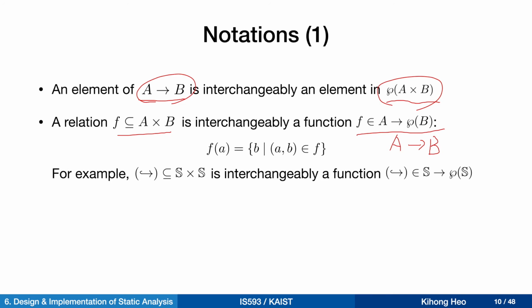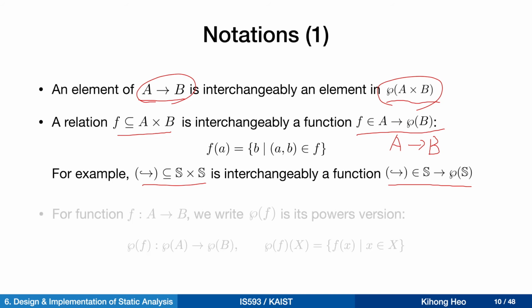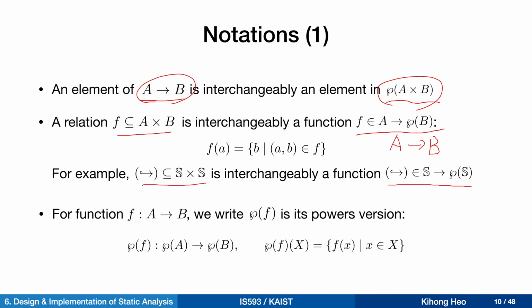For example, a transition relation between states, as we defined, can be interpreted as this function with this type. It means that it takes an input state and returns the set of all possible next states. And then we will use this notation, which is a powerset lifted version of a function, whose type will be like this, and it will compute this set.